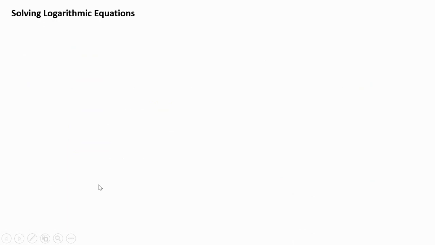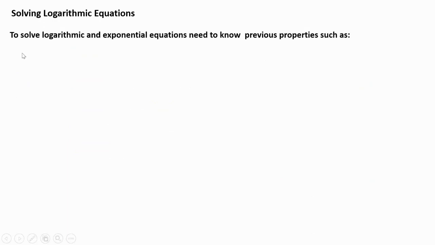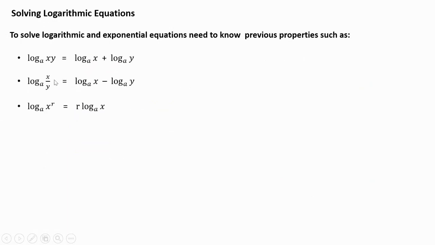Now, we're going to be solving logarithmic equations. To solve logarithmic and exponential equations, you need to know previous properties that you should know by now. I think you covered them a section earlier than this one. This one means log base a of x times y equals log base a of x plus log base a of y.